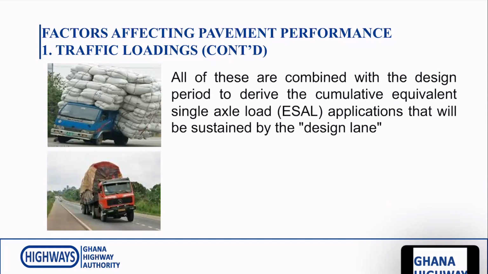Now, all the previous values I said, and derive the cumulative equivalent single axle load application that we sustain by the design lane. So on the left side of the screen, you will see vehicles that are severely overloaded. That is telling you that if you have things like this on your road, then probably you may not last long when you do a design. This has to be controlled.